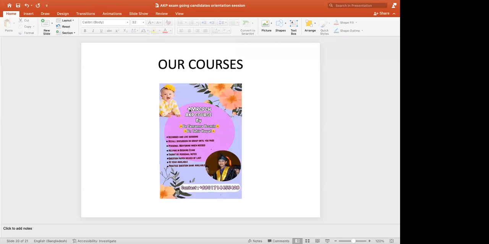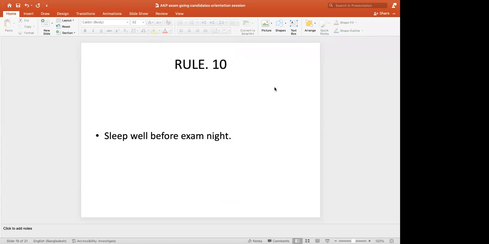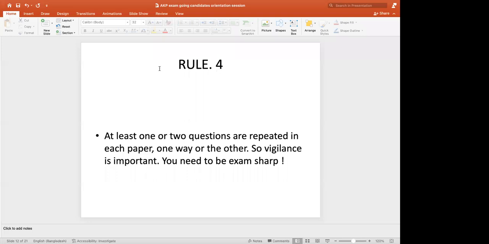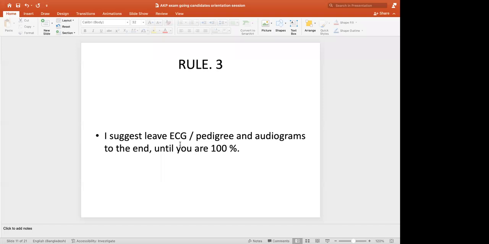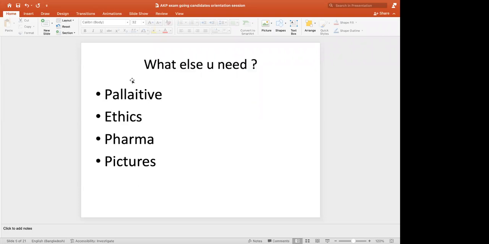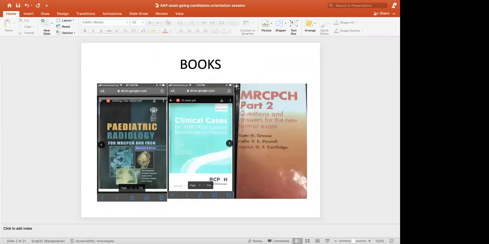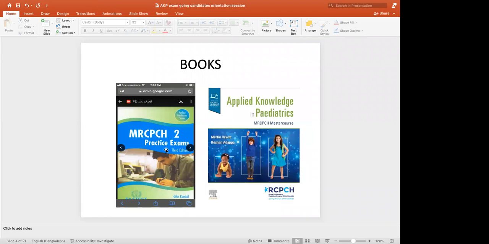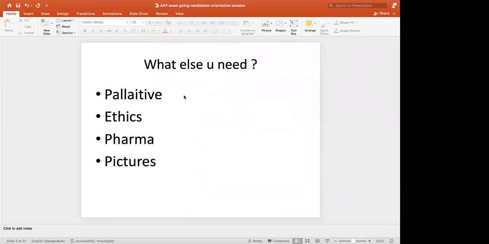Someone is saying, Madam, please show me the books. Yes. There are no 4 books, doctor. I said people are asking me for 4 books, and I told them there is no shortcut for AKP preparation. At least you need 13, 14 books. So these are the books you can see here: radiology, clinical cases, new format, guidelines, statistics, data interpretation, practice exam, and applied knowledge in pediatrics. You also need palliative care, ethics, pharmacology, and pictures.